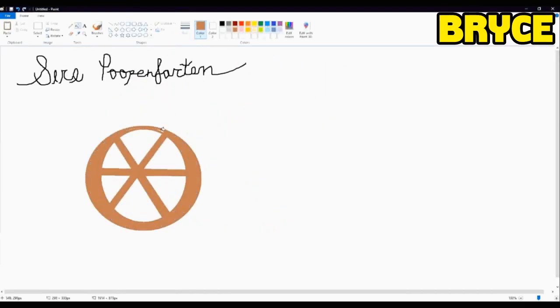This is a wooden wheel. What is that? You can't beat the classics. Yeah, it's an American classic. We're taking it back to the American classics. This is a wooden wheel.